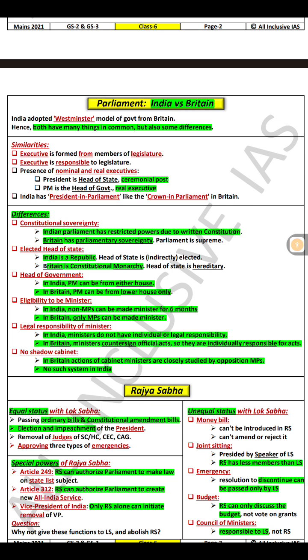There is a presence of nominal and real executives. The President is the head of state, a ceremonial post, and the PM is the head of government, the real executive. India has the President in Parliament, like the Crown in Parliament in Britain.